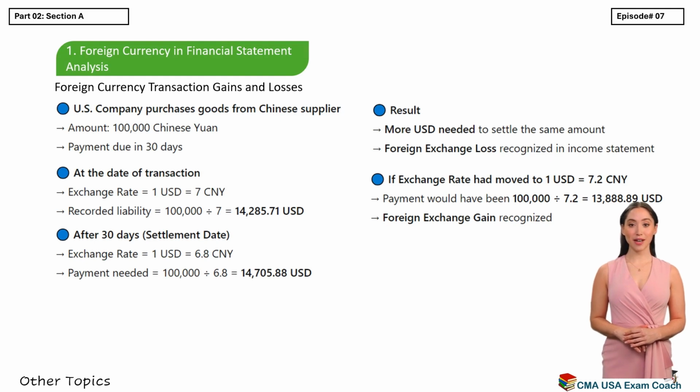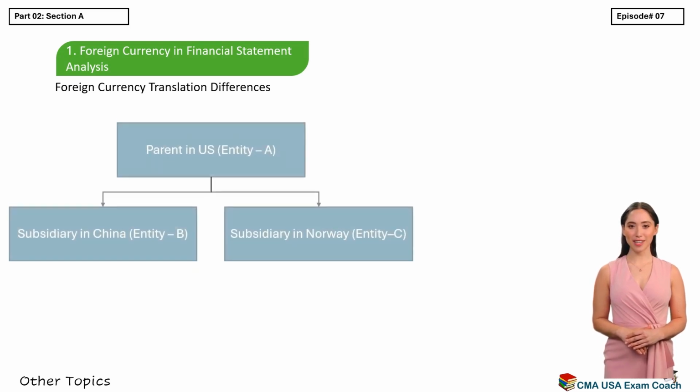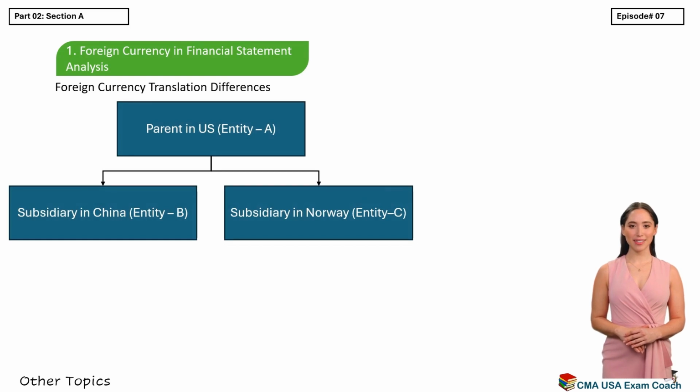Imagine your US-based company owns a subsidiary in China. The Chinese subsidiary prepares its financial statements in Chinese yuan, CNY. But when you prepare the consolidated financial statements, you must translate the subsidiary's yuan-based financials into US dollars, USD. How do we translate? Assets and liabilities are translated at the current exchange rate on the balance sheet date.